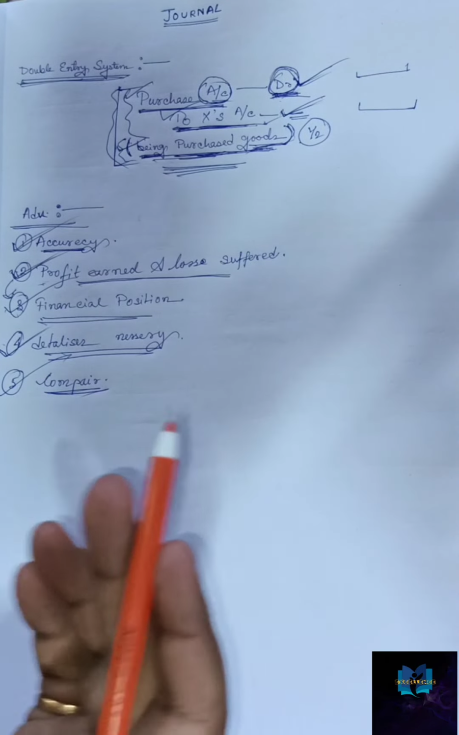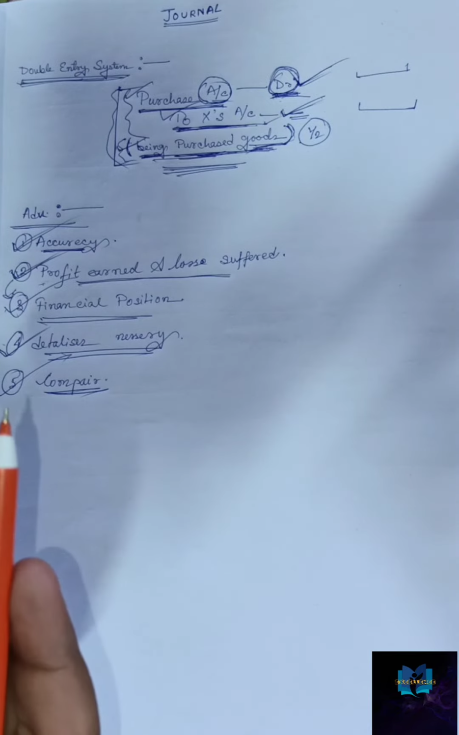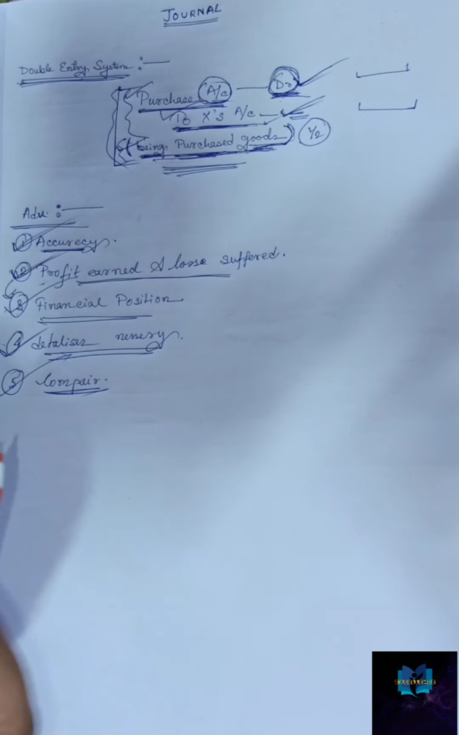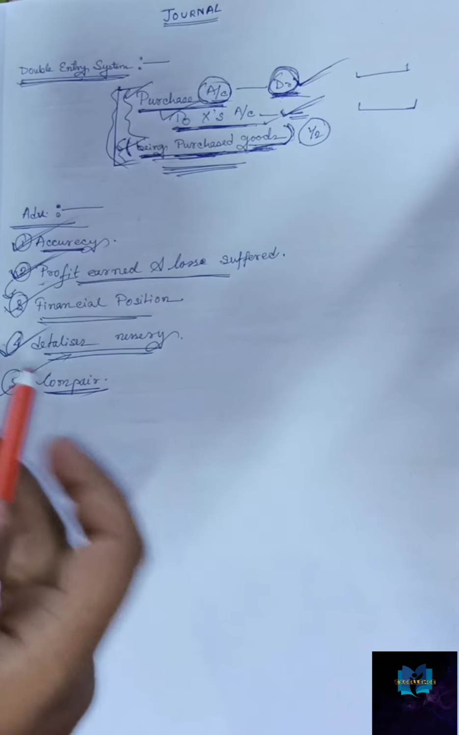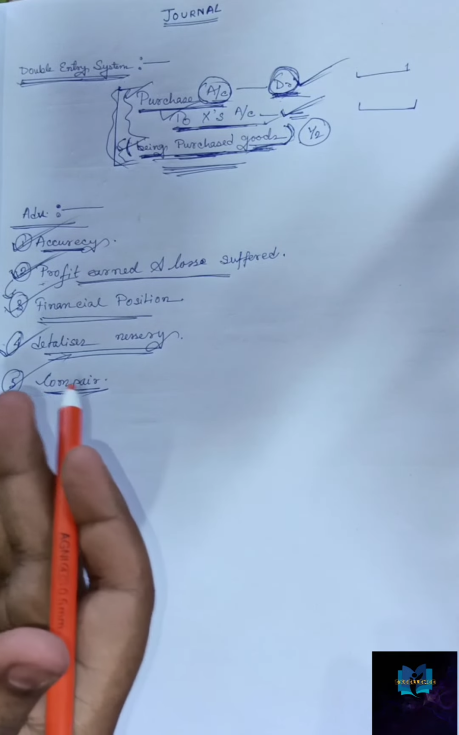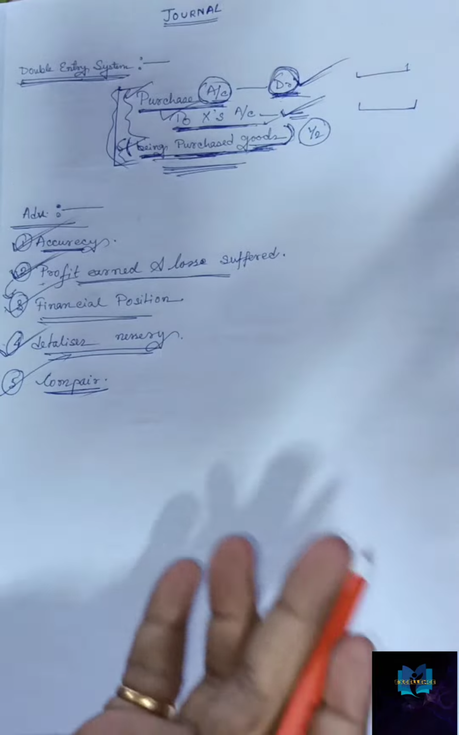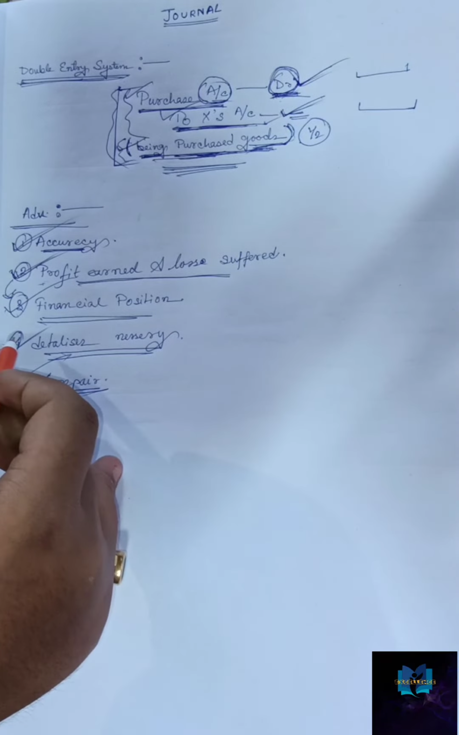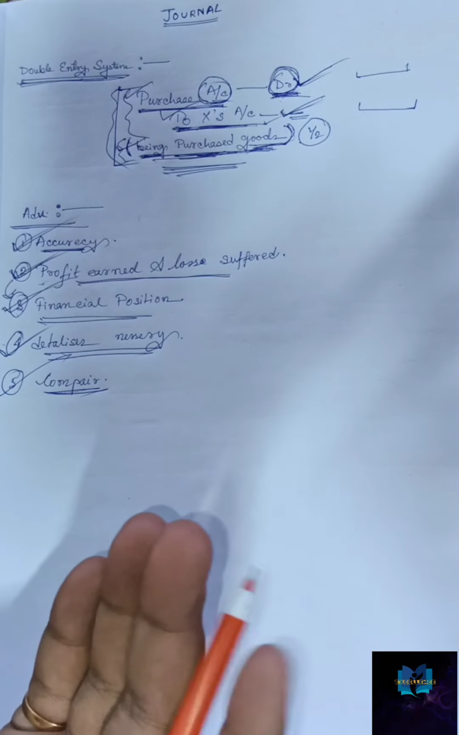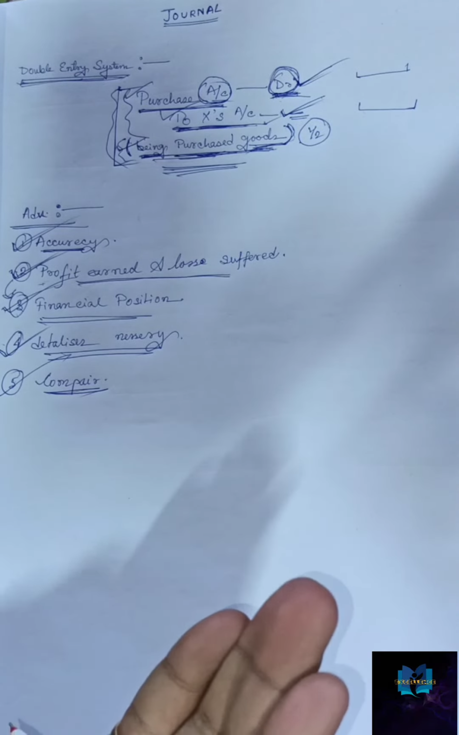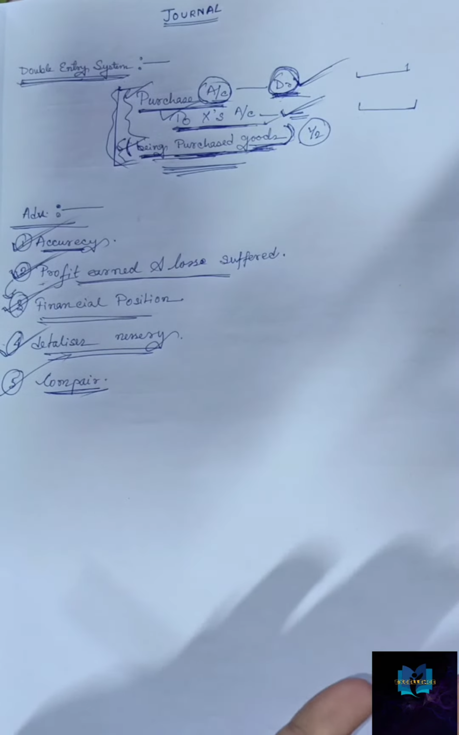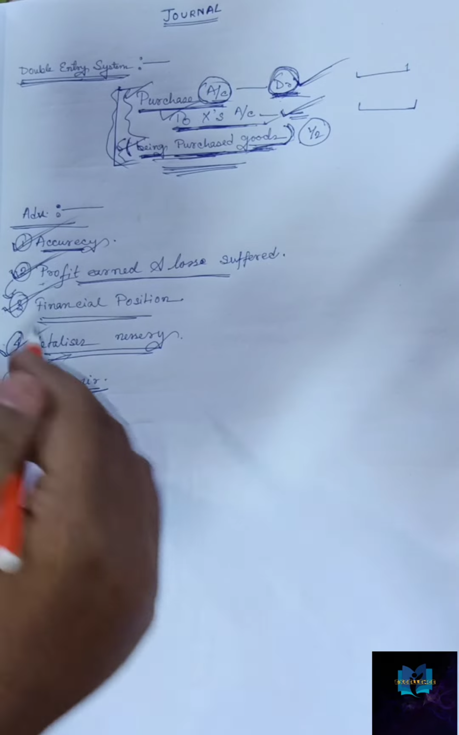So profit earned is denoted when the debit side is larger than the credit side. The profit earned or loss suffered: if the credit side is more than the debit side, it is a loss. And number 3, financial position. Financial position is denoted by the profit and the loss suffered. The financial position is good if the company is running on the profit side, and bad if the company is running on the loss side. So number 3 is also completed.